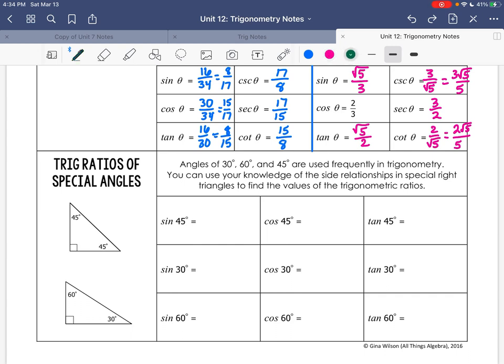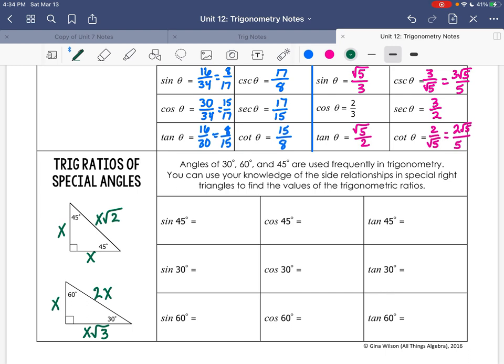So the first thing we need to know is what we learned in the last video, that these legs are x and the hypotenuse is x square root of 2 for the 45s. For the 30-60, the short leg is x, the hypotenuse is 2x, and the long leg is x square root of 3. And so we can set these up from there.